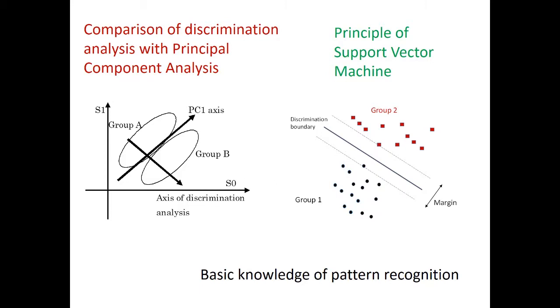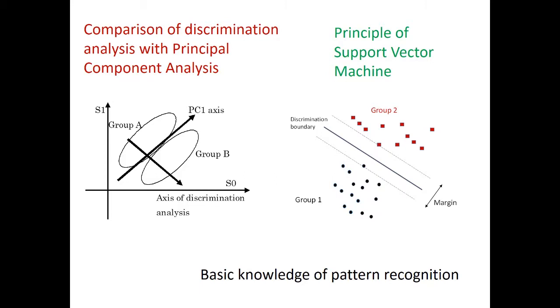Recently, the support vector machine has become very popular. In the support vector machine, an important concept is the margin. This is data group one, and this is data group two. You can have many choices to classify these two. For example, the discrimination boundary line is here, or the discrimination line here is also okay.